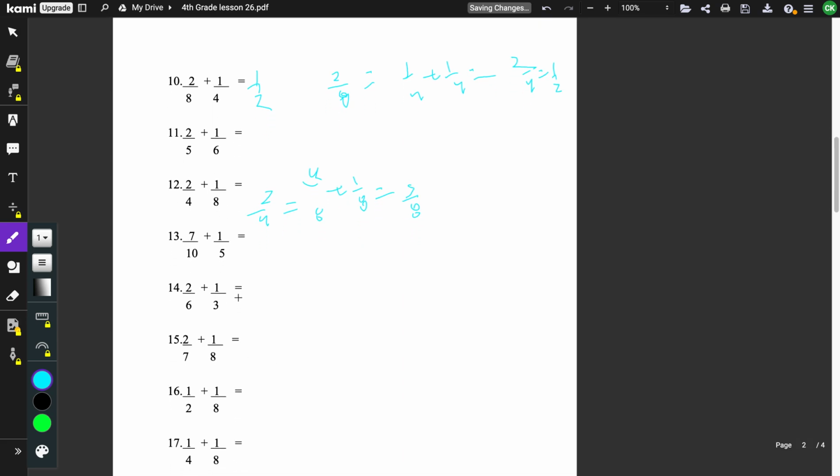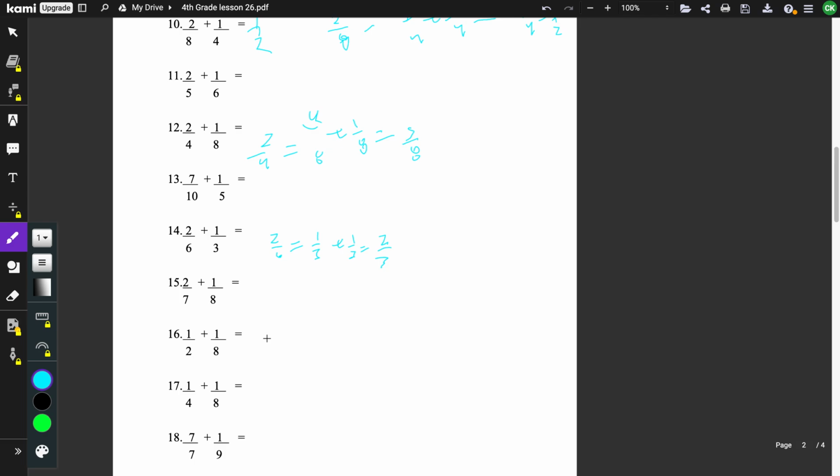14, 2 over 6 plus 1/3. 2 over 6 actually simplifies down to 1/3, and 1/3 plus 1/3 is 2/3 for number 14. 16, 1/2 plus 1/8. 1/2 actually goes to 4 over 8, and 4 over 8 plus 1/8, you would guess it, it's 5 over 8.